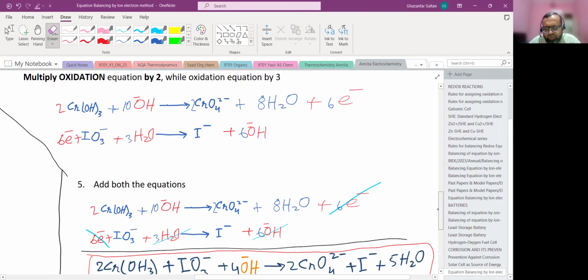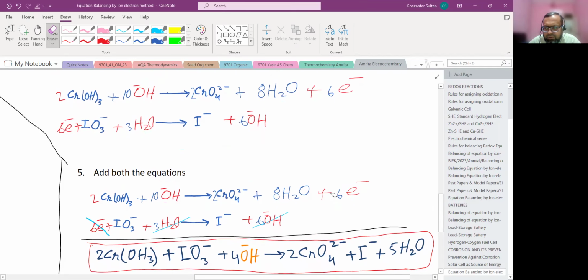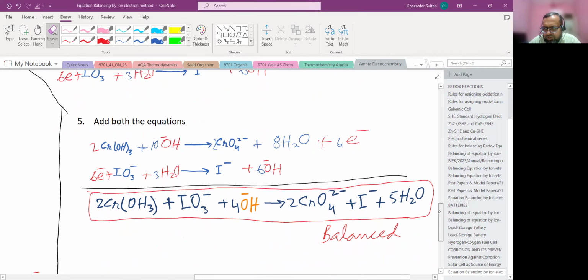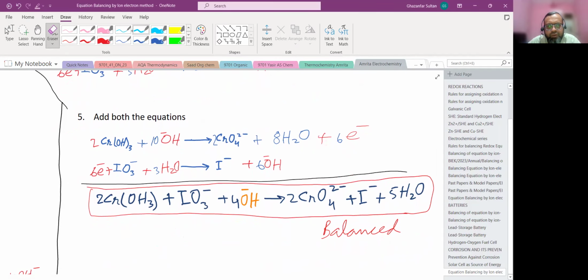And finally we add both of them, and you can see here when we have added both of these, 2 chromium hydroxide we have written as it is, then 1 iodate we have written as it is. Electrons have been cancelled out because electrons are the same on both the right and left sides. But see how many hydroxide are there. There are 10 hydroxide and there are 6 hydroxide. So there become 4 hydroxide on left hand side.